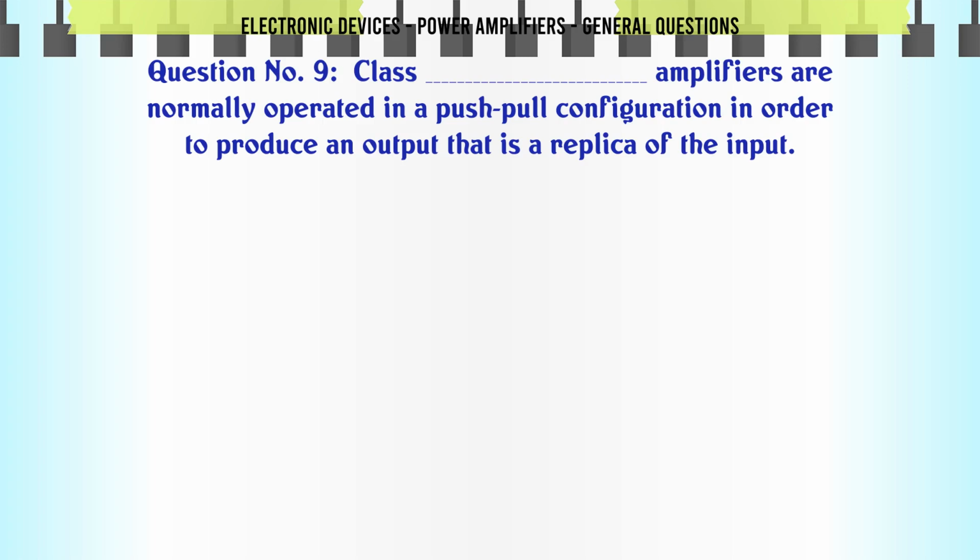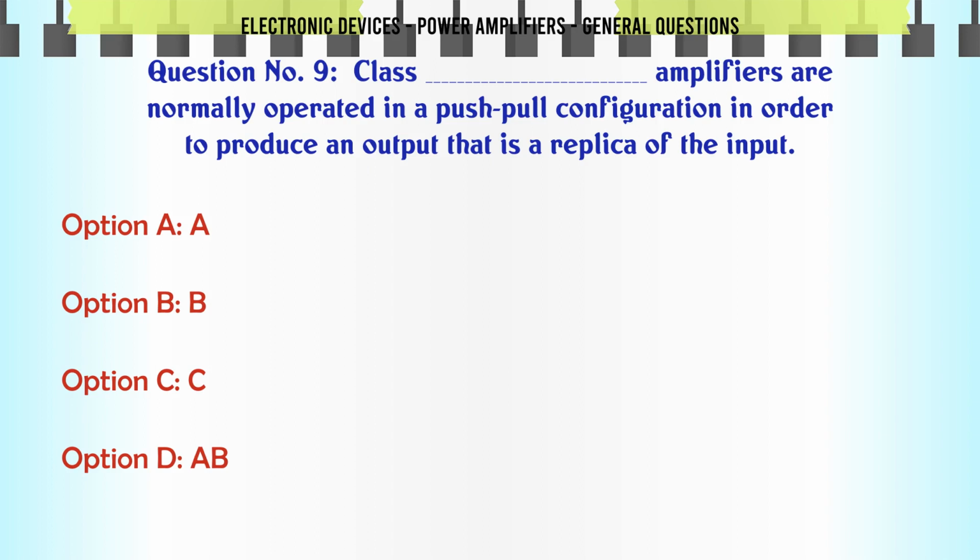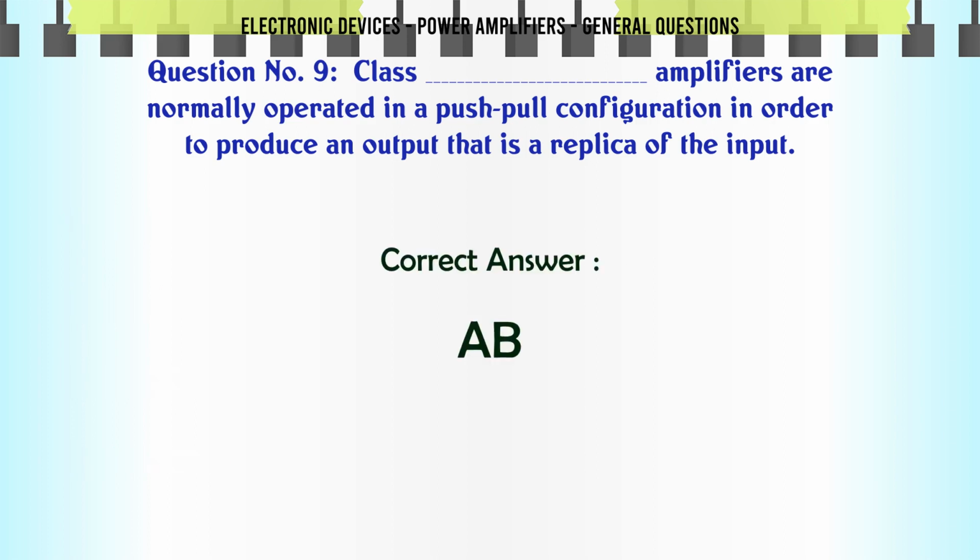Class amplifiers are normally operated in a push-pull configuration in order to produce an output that is a replica of the input. A, B; B, C; C, D; A, B. The correct answer is AB.